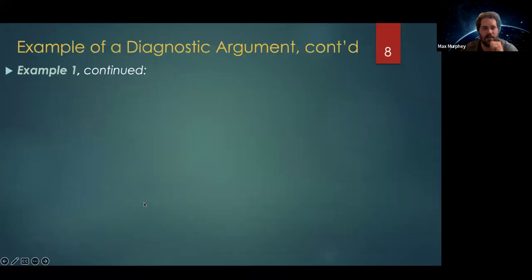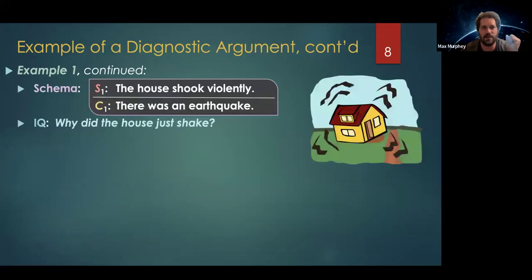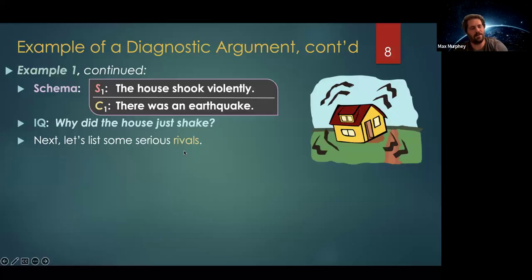Let's just say a few more things about this. Let's talk about some rival conclusions. So there's some serious rivals here. See if you can come up with some. What are some other reasons why the house could have shaken significantly enough for somebody to be wondering about it, right?